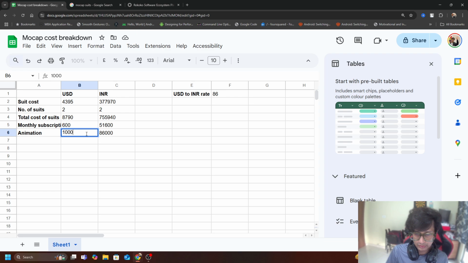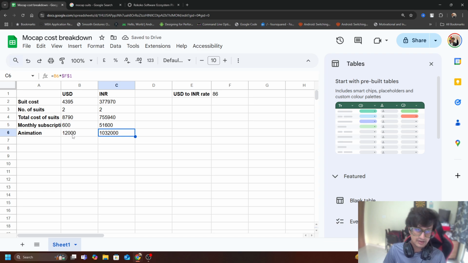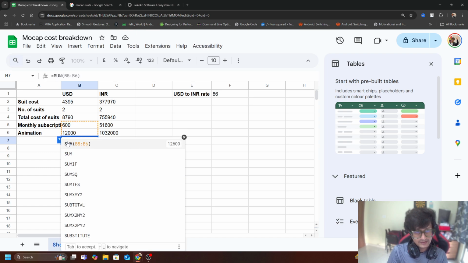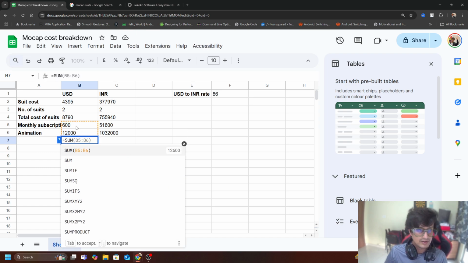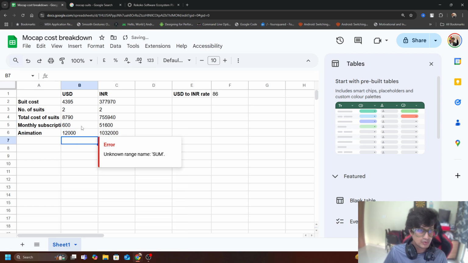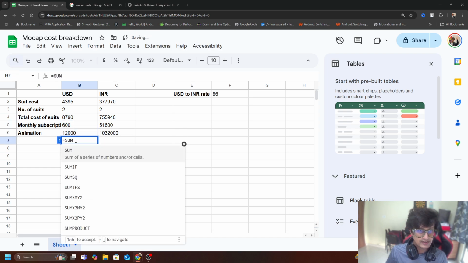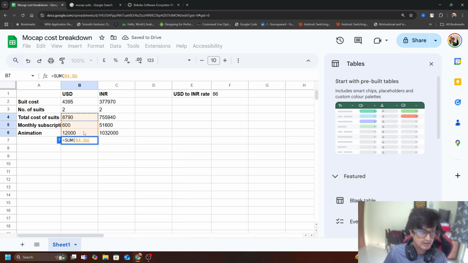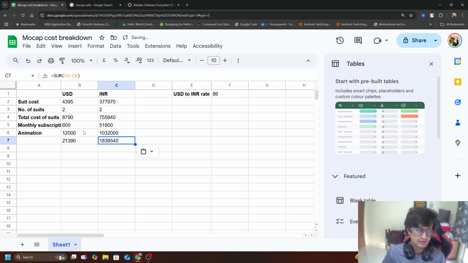Then definitely this is going to be an annual cost as well. So if you are looking at motion capture all year round, you need to retain this person. So you are going to spend about $12,000 annually. If we just do a total of this, we will do a sum of all of these values, right? Sum of these values, okay, and the same goes for here.